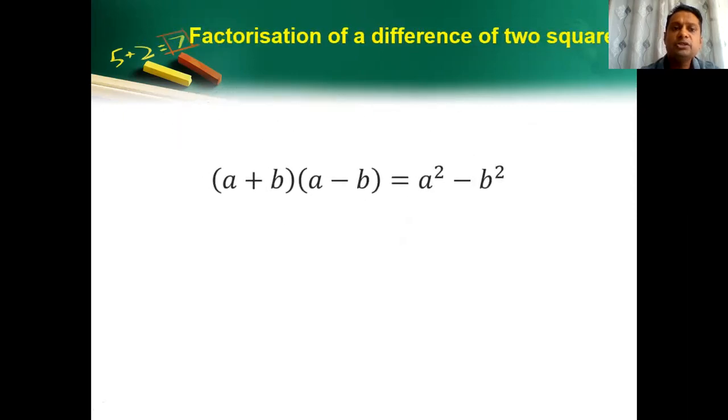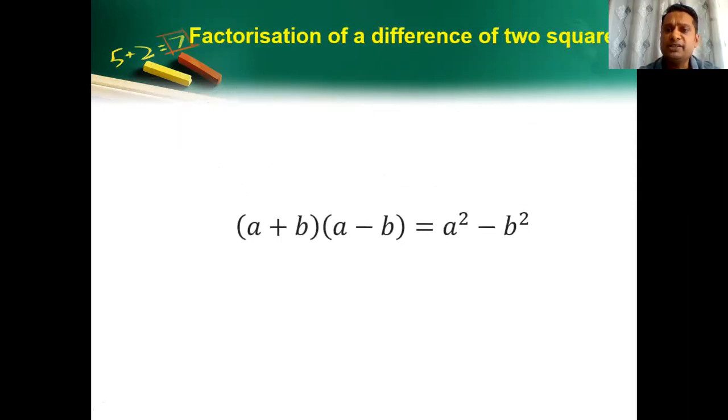Now, we're going to see what we call factorization. If we take (a plus b) times (a minus b), it can be expressed as the difference of two squares, that is a squared minus b squared. This is called expansion.